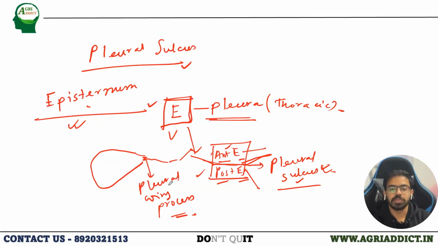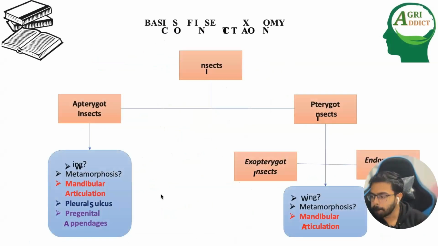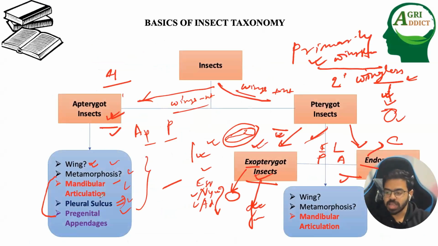Based on this, you can easily remember that apterygotes do not have pleural suture, pleural sulcus, and pterygotes definitely have pleural sulcus. Because it is continued up to the wing process, and apterygotes do not have wings. That's why the pleural sulcus is absent in apterygotes and present in pterygotes.